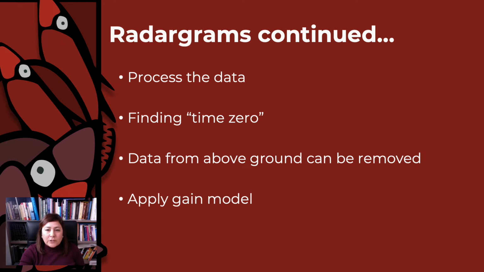Following this correction, usually a gain model is applied to the data. Since waves lose energy as they continue deeper into the ground, the signal from greater depths has to be boosted or gained. Gain can be automatically applied by the software, or it can be a user-specified amount of boost for different depths that need more or less gain to highlight features for interpretation. It should be noted that this often takes some experimenting.